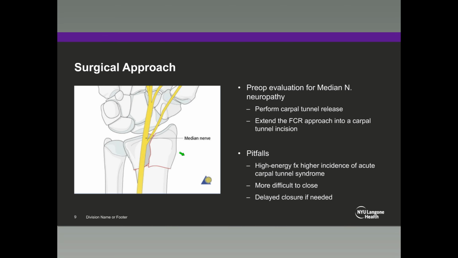Obviously, before I even make my surgical incision, when I'm examining the patient, I'm examining for median nerve symptoms. If the patient has what I think is acute carpal tunnel syndrome, median nerve neuropathy due to this injury, I'm planning on doing a carpal tunnel release. For me, it's primarily in high-energy injuries. I work at a level one trauma center, so we see these relatively routinely. Patients who fall from a ladder, motorcycle accidents, high-energy mechanisms, it's much more likely to see a carpal tunnel syndrome. In this scenario, I'm just extending my SCR approach into the carpal tunnel.